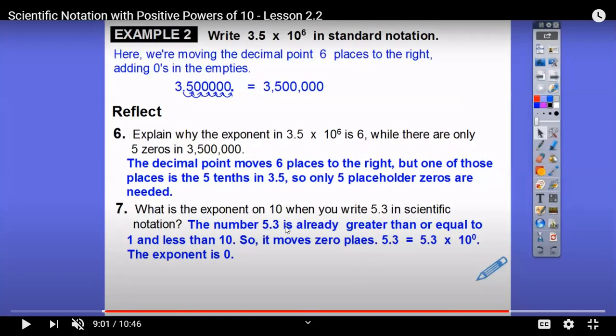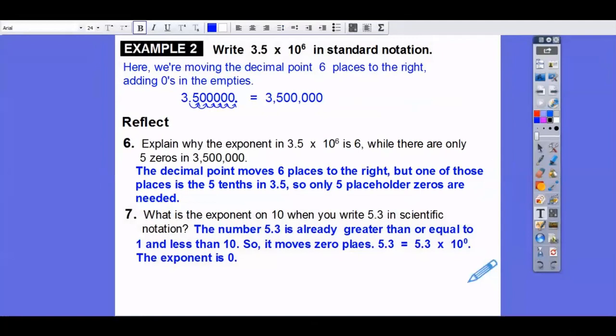The number 5.3 is already greater than or equal to 1 and less than 10. So look at the number here. It's only 1 digit before the decimal point, it's more than or equal to 1, and it's less than 10. It moves 0 places. We don't need to move 0 places. So it will be 5.3 times 10 to the power of 0.